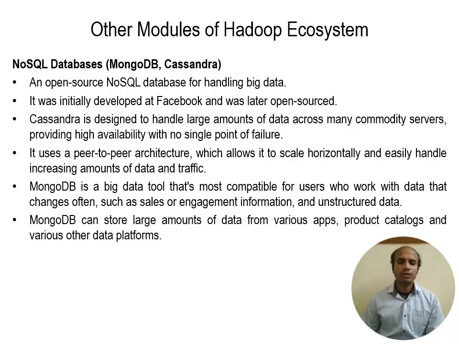MongoDB is a big data tool that's most compatible for users who work with data that changes often, such as sales or engagement information, and unstructured data. MongoDB can store large amounts of data from various applications, product catalogs, and various other data platforms. So that is about one component of the Hadoop ecosystem, known as the database.